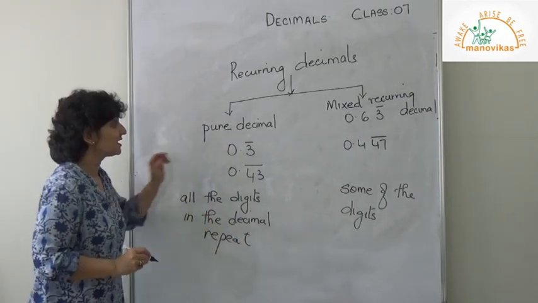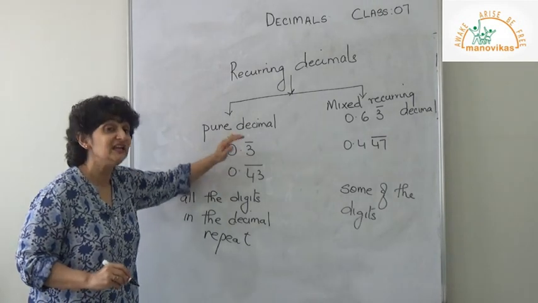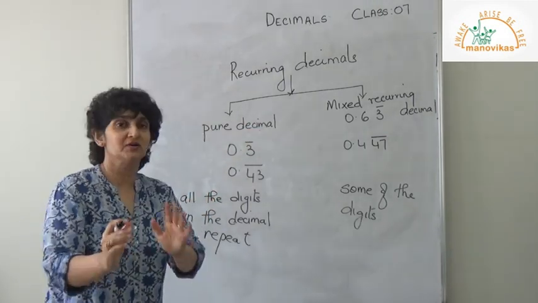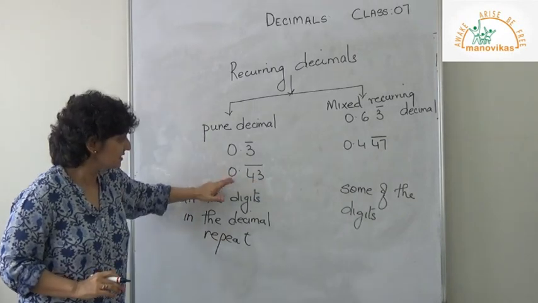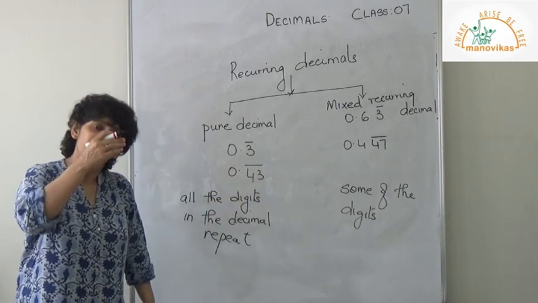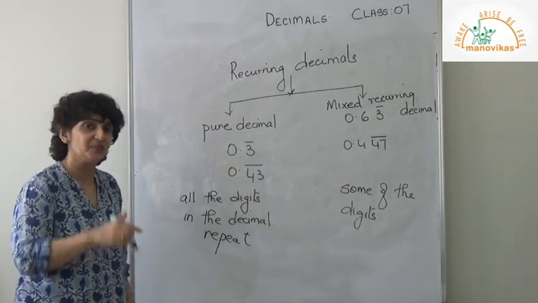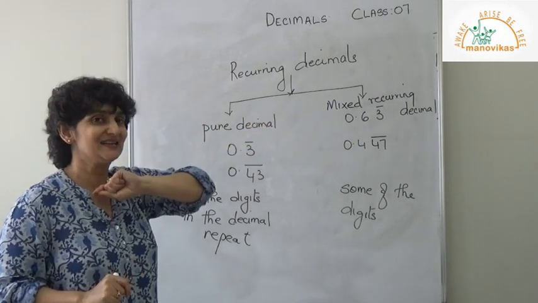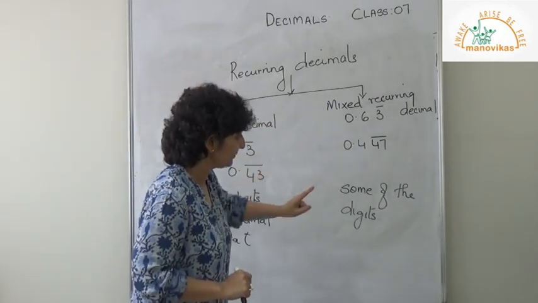Now what do I mean by this? It is 0.3 bar. So 0.333. After the decimal, the number repeats. Even if you take here 0.43 bar. So that means after the decimal, immediately your numbers repeat. 0.4343. In mixed recurring decimal, this isn't the same.